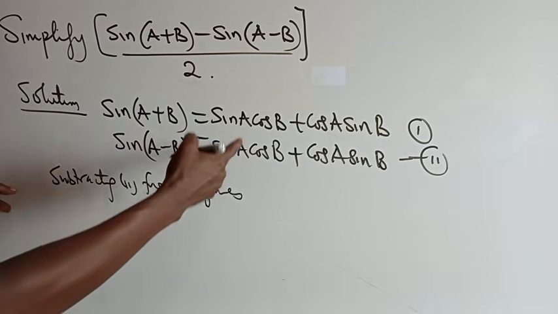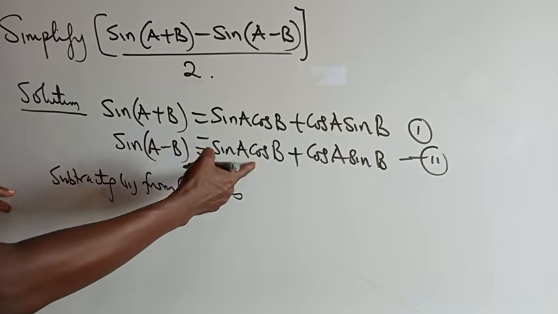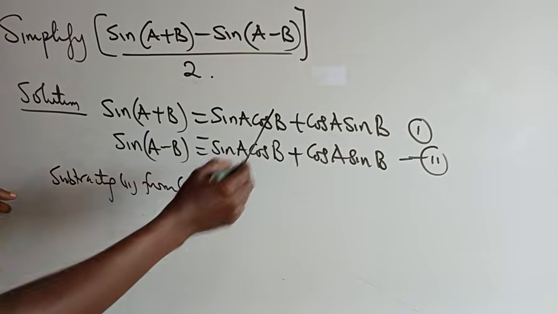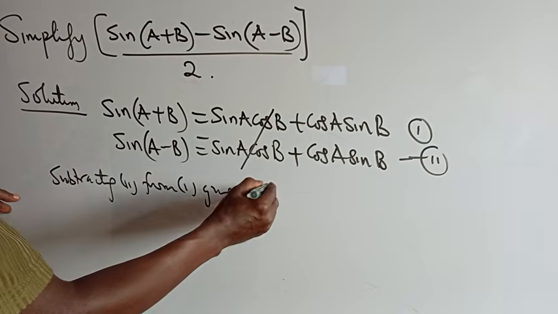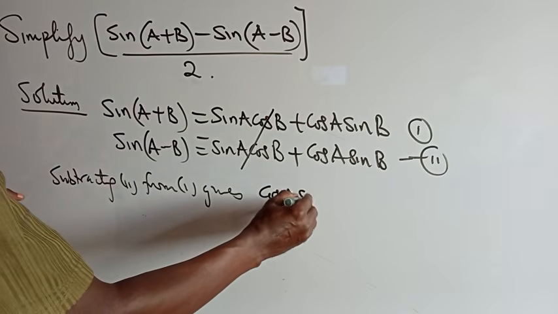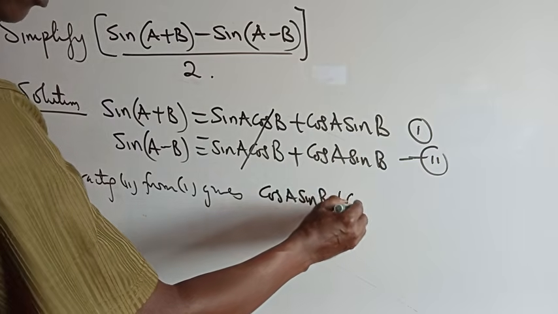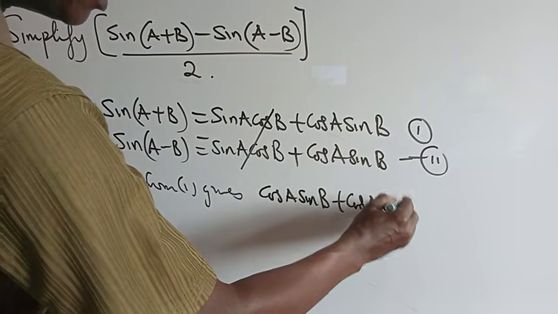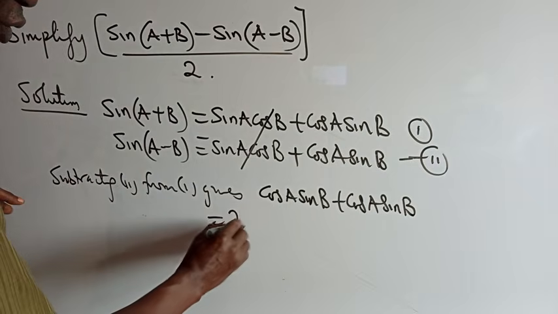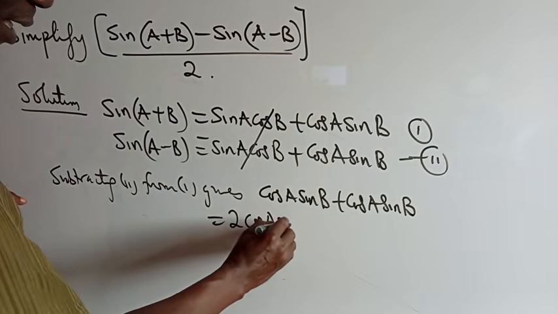Okay? So that means sine A cos B minus sine A cos B cancelled. This cancels this. Then what do we have left? We have cos A sine B plus cos A sine B. And that gives us 2 cos A sine B.